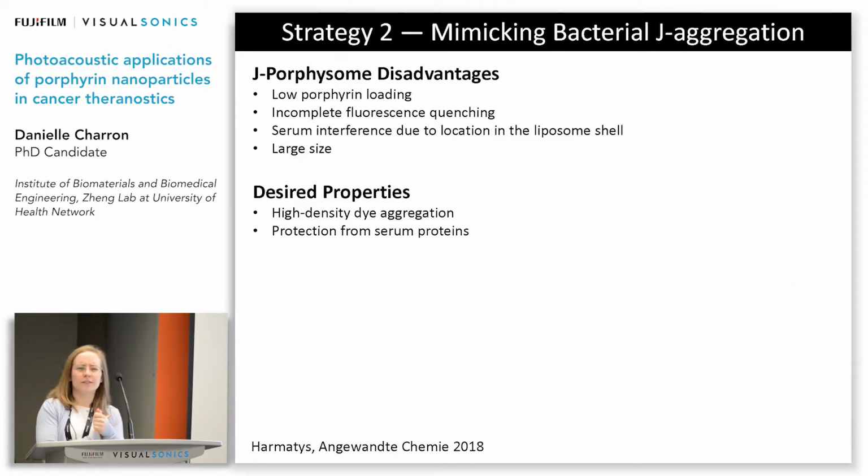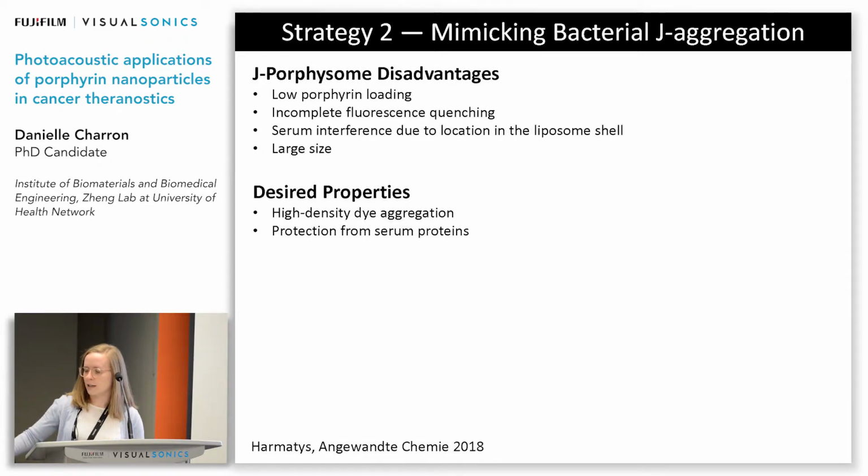So still, we have a number of disadvantages with the J-porphosome system. One is it's low loading, so we can only pack about 15 mole% into the shell before the whole particle just disintegrates. And so this gives incomplete fluorescence quenching. So from a photoacoustic perspective, we're losing a lot of signal that could otherwise be possible. And because it's also in this shell, it's sensitive to any serum interactions. So we actually have serum proteins that bind to the J porphosome and just burrow in and disrupt the aggregation.